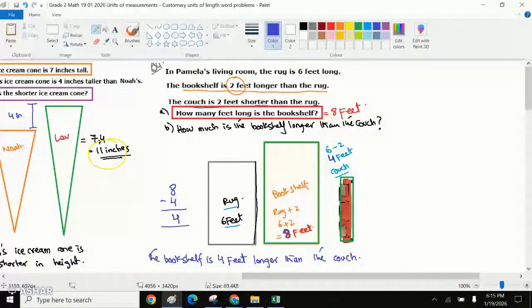Agreed? So the question can be difficult as well, right? It would not always be straightforward. We can also be asked to find the difference between the heights, right? So what we did over here was we had a rug that was 6 feet, right? Then they said the bookshelf is 2 feet longer than the rug. We found 6 plus 2 is 8, right? Then they say the couch is 2 feet shorter than the rug. That is 6 minus 2, that is 4. Okay.